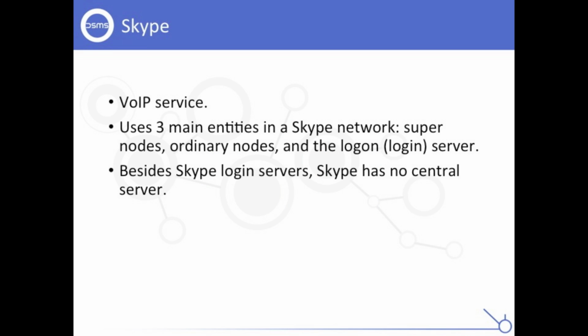Finally, the last peer-to-peer system is Skype. It is a VoIP service. It uses three main entities in a Skype network: supernodes, ordinary nodes, and the logon server. Besides the Skype login server, Skype has no central server. A Skype node is simply a computer running the Skype application, also sometimes called a Skype client.